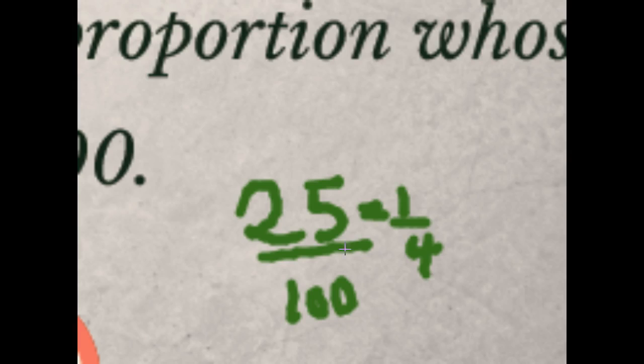But 25% already tells us 25 out of 100. So when you want to convert a number from a percentage to a decimal or fraction or what have you, divide by 100. When you want to convert a fraction or a ratio or proportion to a percentage, you multiply by 100.